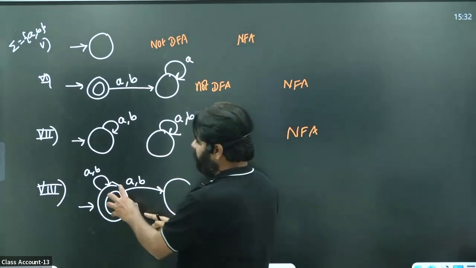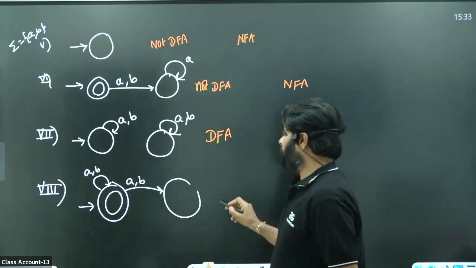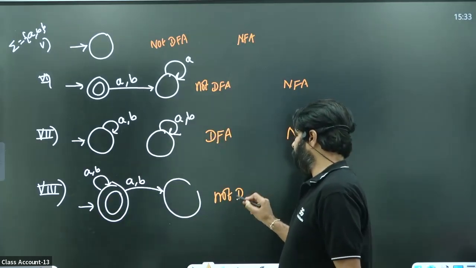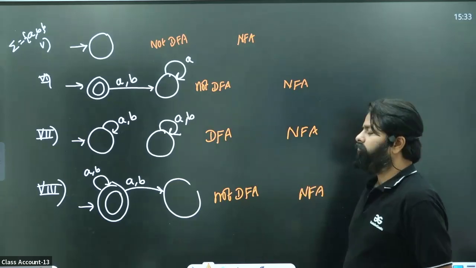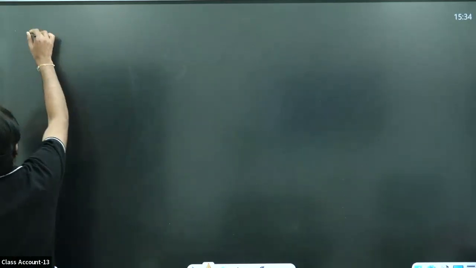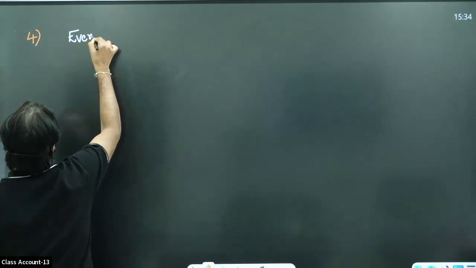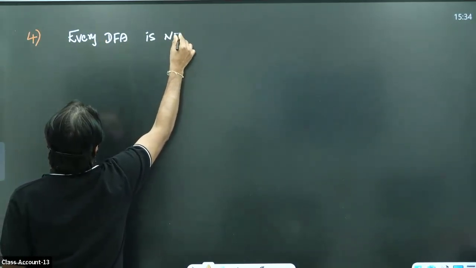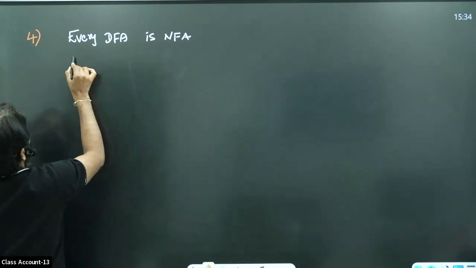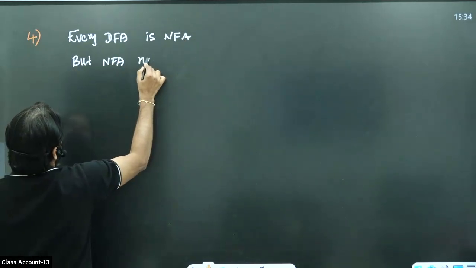And here, from this state, for A, you have two transitions. One goes here, one goes here. And this never comes under DFA. But it is NFA. Here, remember, every DFA that you are looking at is also NFA. But an NFA that you see in general may or may not be DFA.